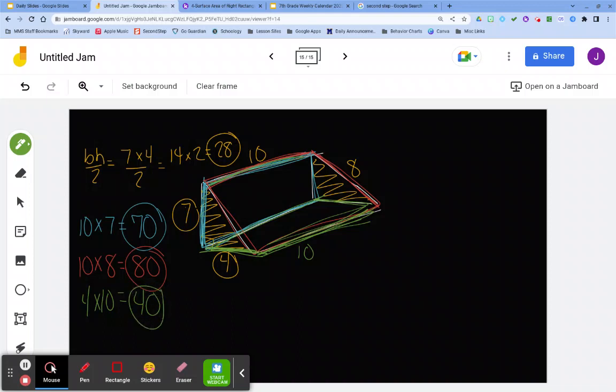So now we have all of the areas of each of the sides. So now it's a matter of adding them up. So 28 plus 70 plus 80 and plus 40 will give me a total surface area of 218 for this one. Hopefully that helps.